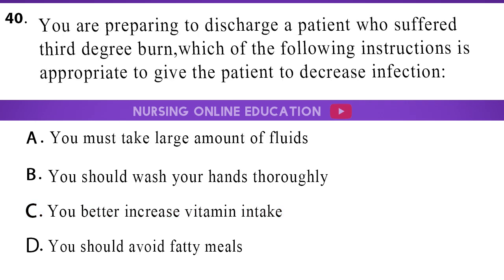40. You are preparing to discharge a patient who suffered a third-degree burn. Which of the following instructions is appropriate to give the patient to decrease infection? A. You must take large amounts of fluids. B. You should wash your hands thoroughly. C. You better increase vitamin intake. D. You should avoid fatty meals. The answer is option B. You should wash your hands thoroughly.